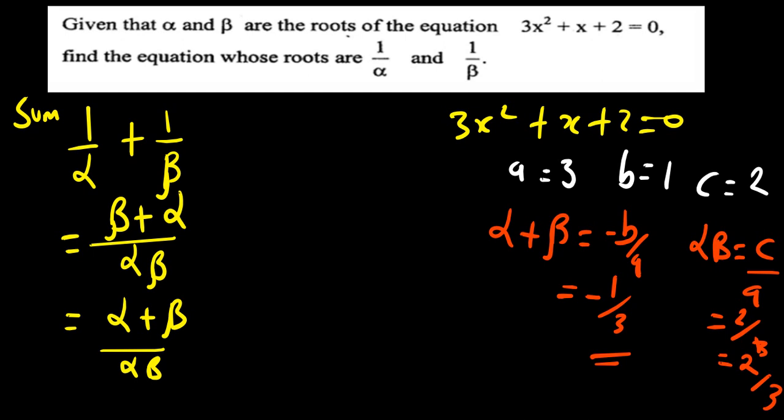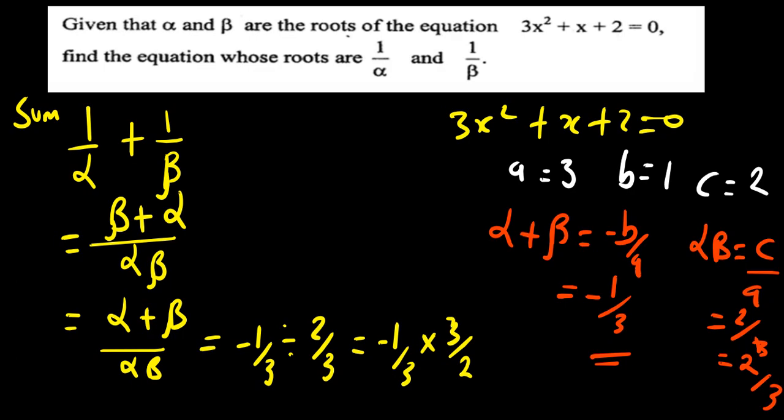Okay, now we've already found our alpha plus beta. We said it is negative 1 over 3. So this is divided by the product, alpha beta. Alpha beta, we found that it was 2 over 3. Then you know from your arithmetic, when you have a division, it changes to multiplication and the denominator becomes the numerator. Your 3 and your 3 can cancel, therefore you just have negative 1 over 2. So this will be the sum for the roots that we've been given.